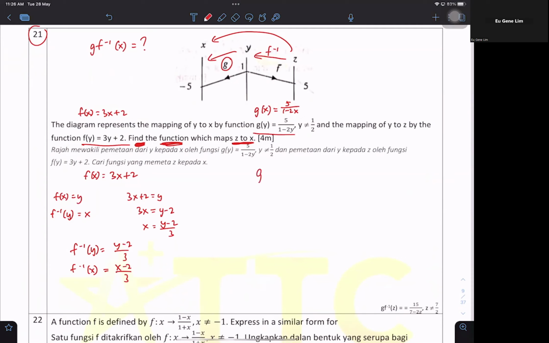Very good. Now you can do the main question. G F inverse. First, remain the left hand side. Always start from the right hand side. Now, what is F inverse? F inverse is what we found just now. Yeah, copy it into the bracket.